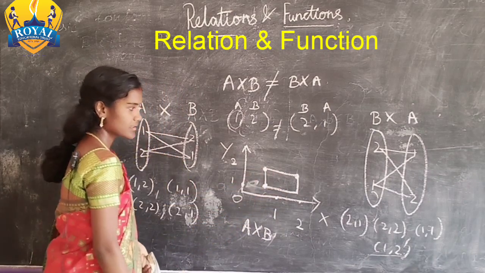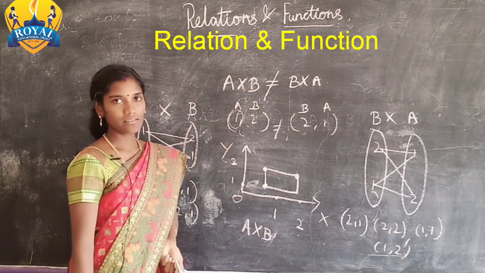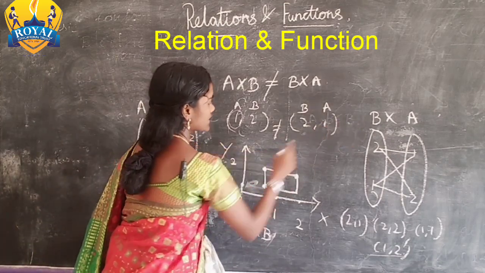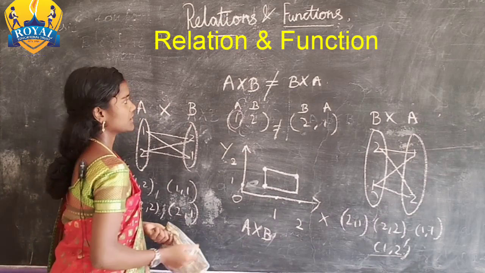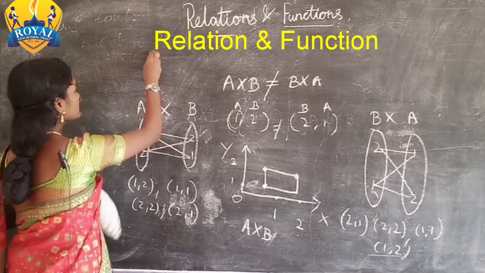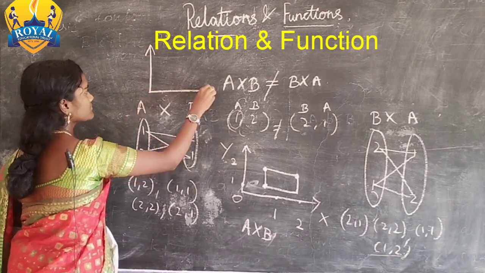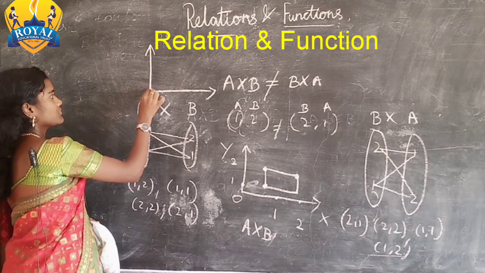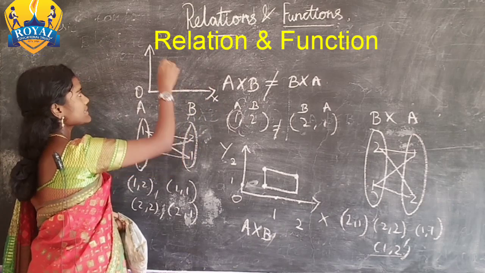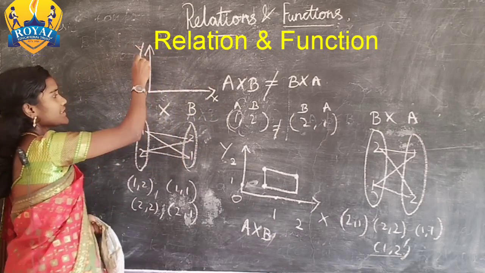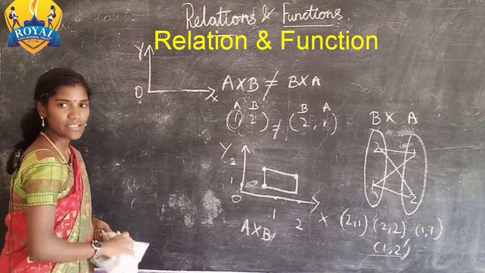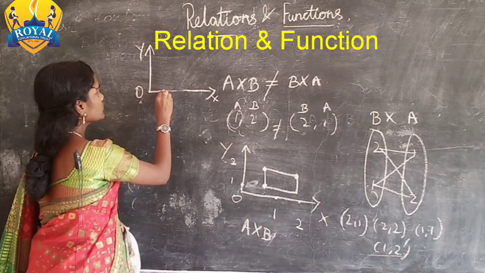It makes a rectangle shape. Meanwhile, B cross A, I am going to mark it in a graph. I will write B points in x axis and A points in y axis.